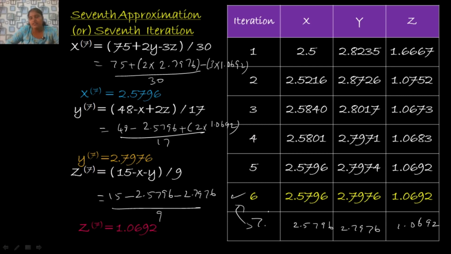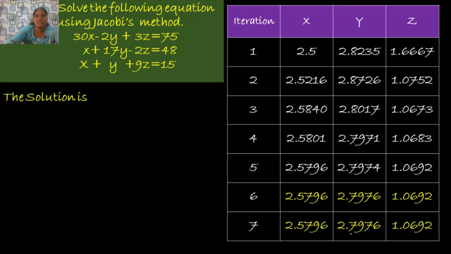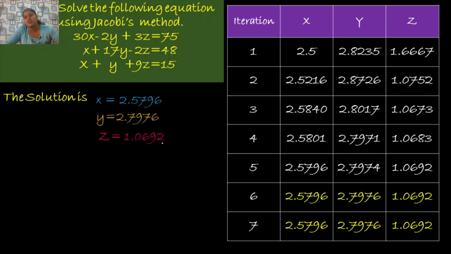So compare whether the values of x, y, z in the seventh iteration coincide with the sixth iteration values of x, y, z. So it has to coincide up to 4 decimal places as it is. So we have to stop the procedure here. So for the given system of equations, we get the solution as x is equal to 2.5796, y is equal to 2.7976 and z is equal to 1.0692.